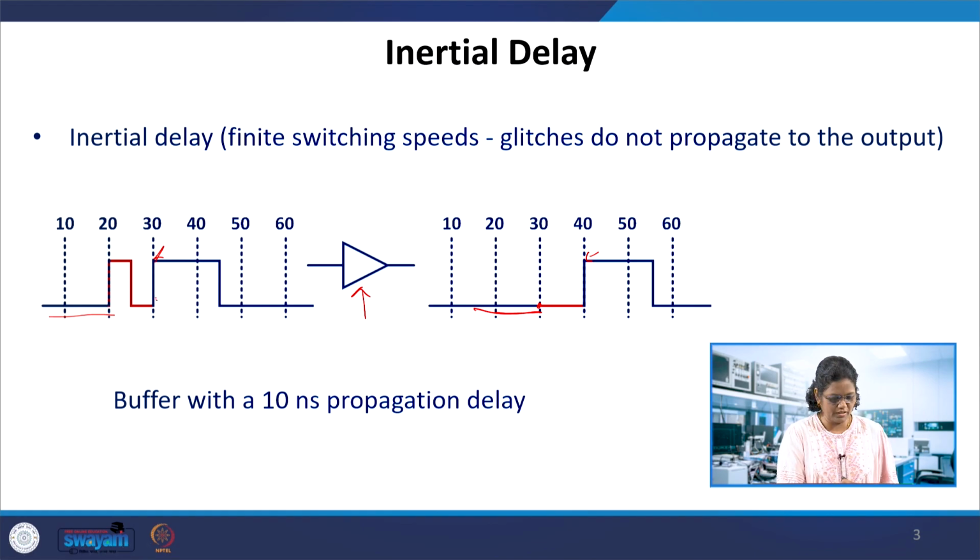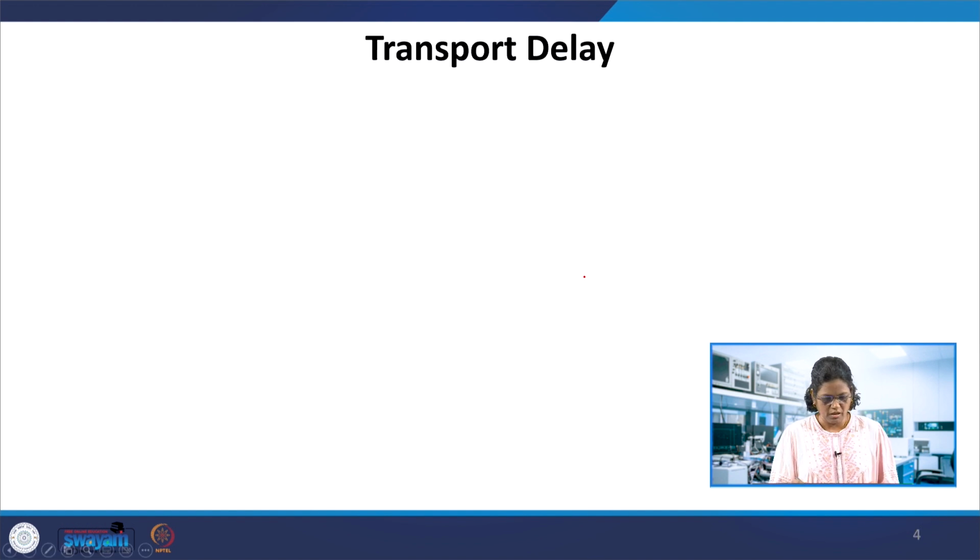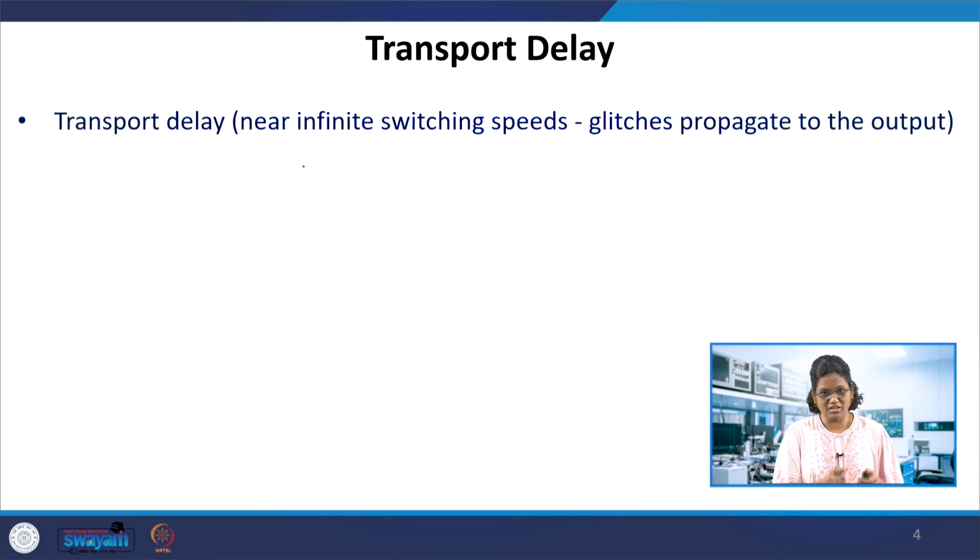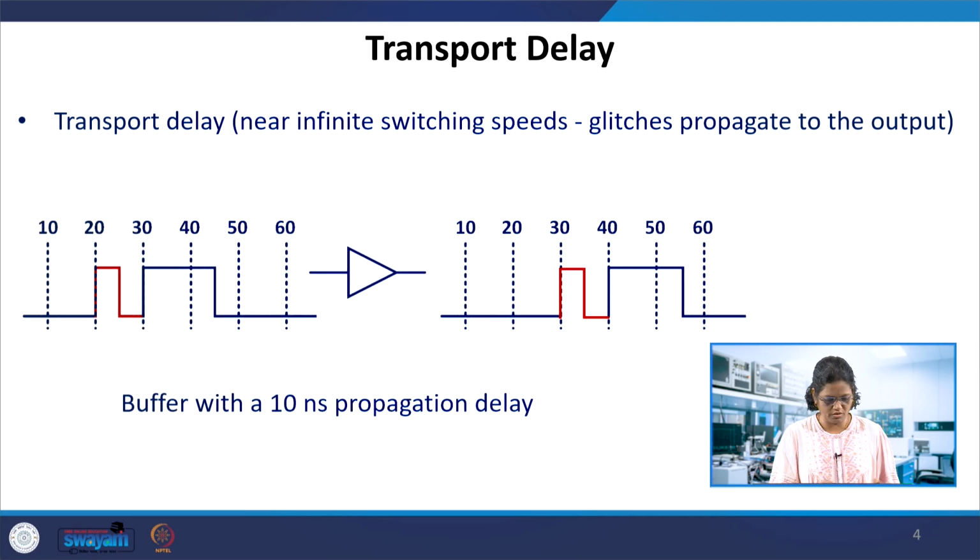You look at here and then here, 40, 50 and so on, but whatever happens in between will not be reflected. Whereas in the transport delay model, which is infinite switching, at every instant, even the glitches would propagate to the output. The same thing which we consider here, so 0, 10.